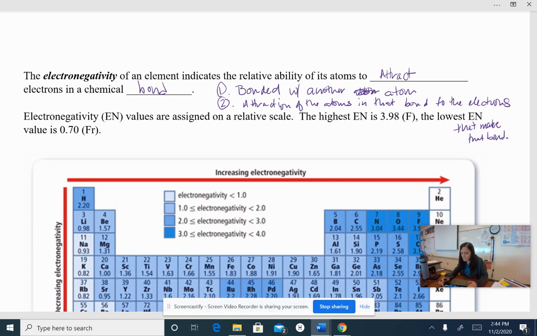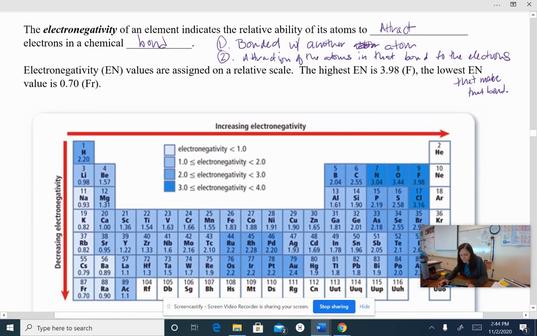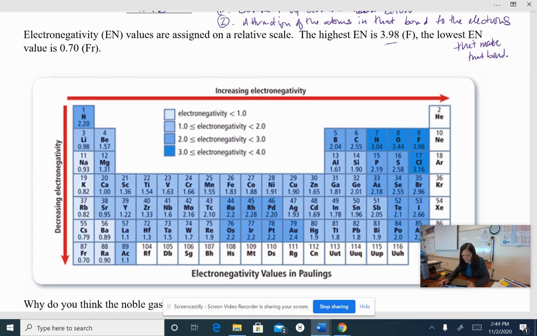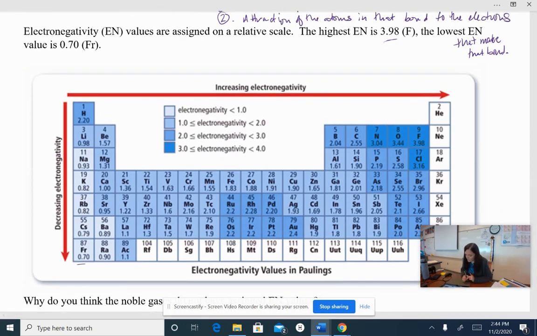Okay, so it is a relative scale. We assign electronegativities based on a relative scale. So the highest electronegativity is fluorine at 3.98, and the lowest electronegativity value is francium at 0.7. You will notice that the highest electronegative values are right here. We have nitrogen, oxygen, fluorine, and chlorine. Those are by far the highest electronegativities on the periodic table.